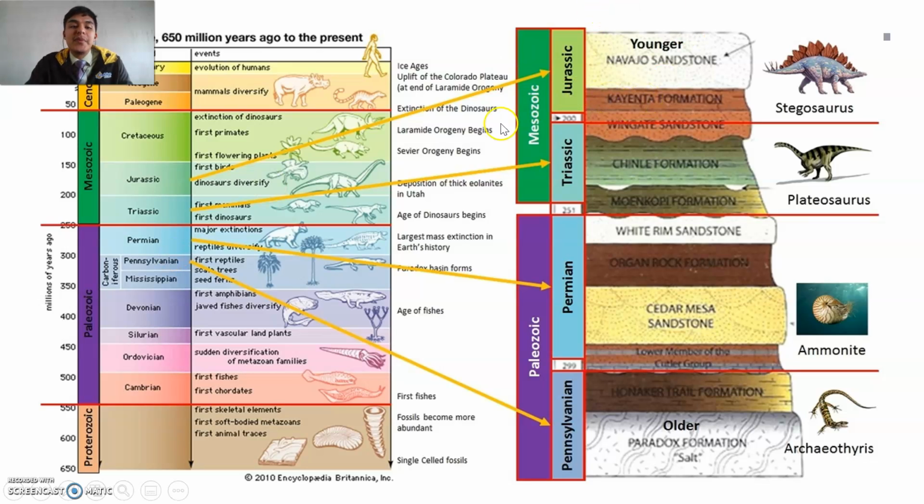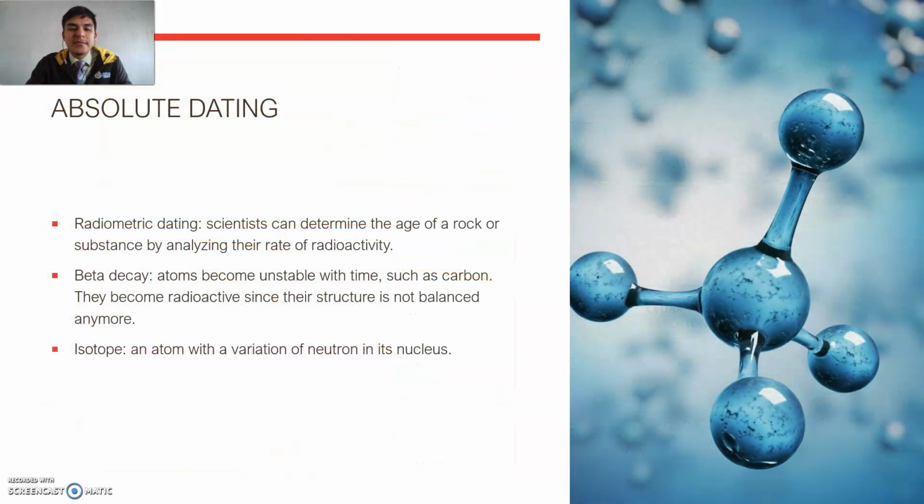For example, when we talk about some of the subclassifications of the Mesozoic era, including Jurassic and Triassic, you're going to find that the younger Navajo sandstone was formed. In the Jurassic, the Kayenta formation also took place, and so on and so forth. If you would like to expand this a little more, you can pause the video and take a deeper look at this image.